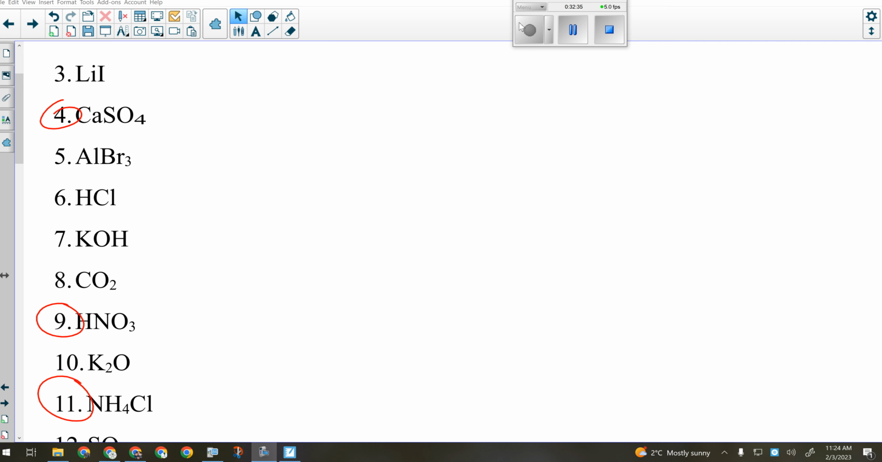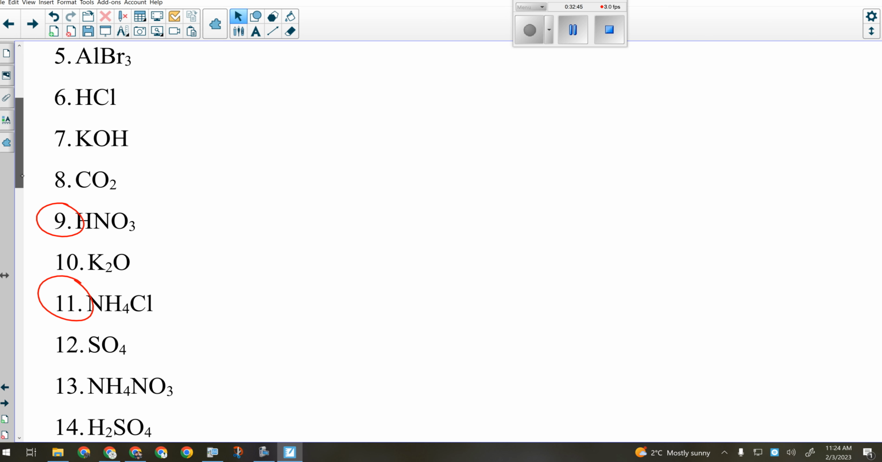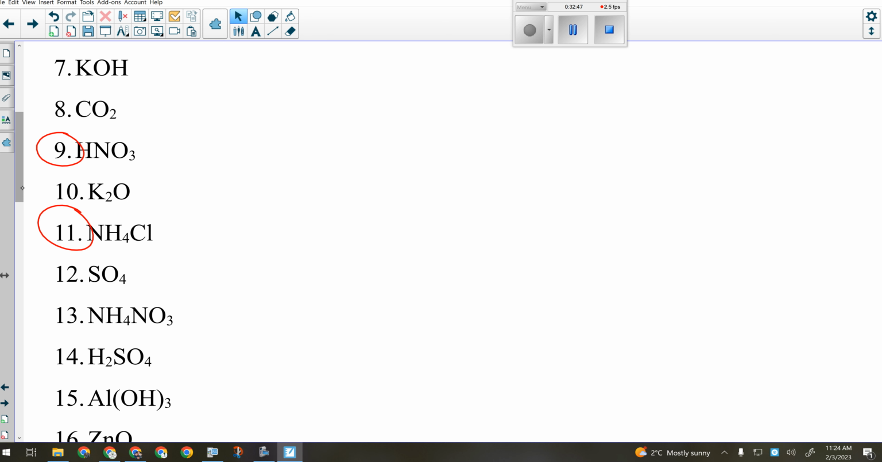So for number 4, we got an ionic compound. Okay, so we write the name of the metal, calcium, and the name of the polyatomic ion, sulfate. I think we've seen that one before. Okay, and for number 9, hydrogen is acting as the metal, so this is an ionic compound, hydrogen nitrate.